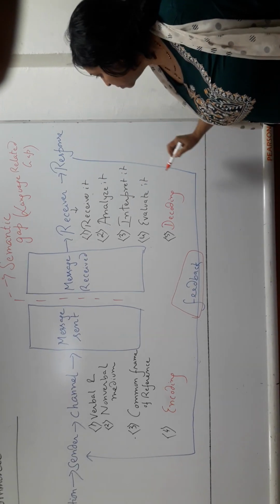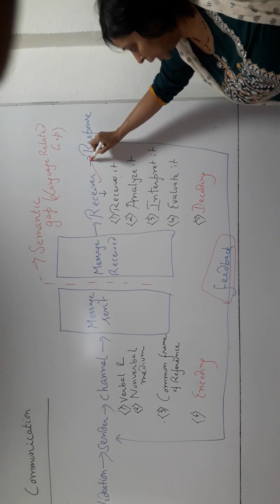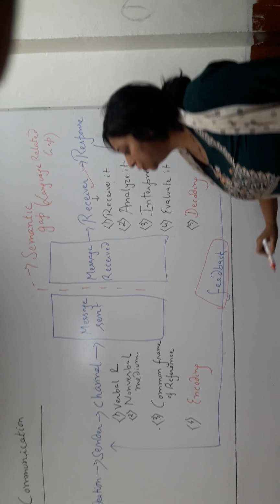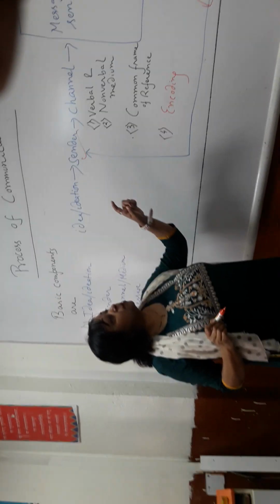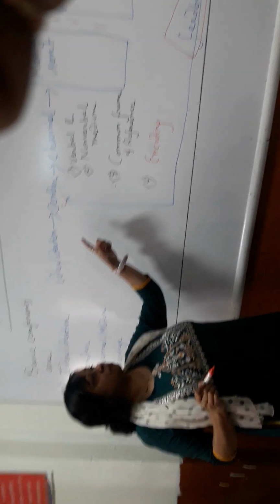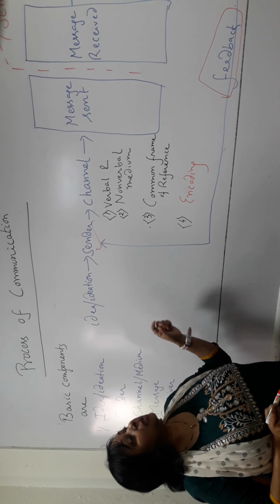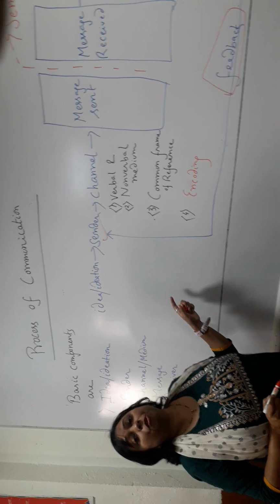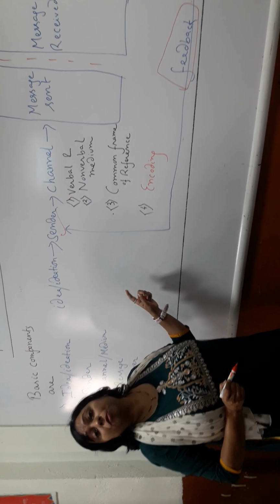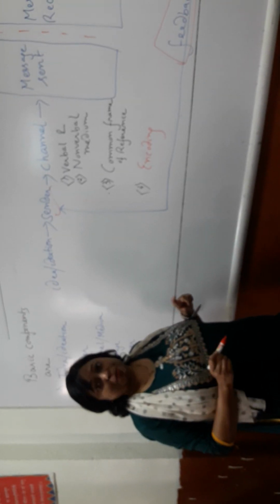In the process of communication, the receiver has to give the feedback to the sender. If the receiver has given the feedback to the sender, the process of communication will be complete, and if the receiver has not passed the feedback to the sender, the process of communication will be incomplete. So remember, in the process of communication, the process must be completed with the feedback.